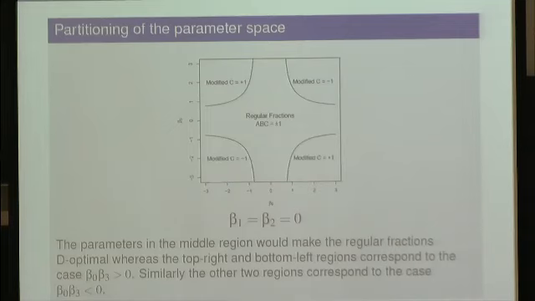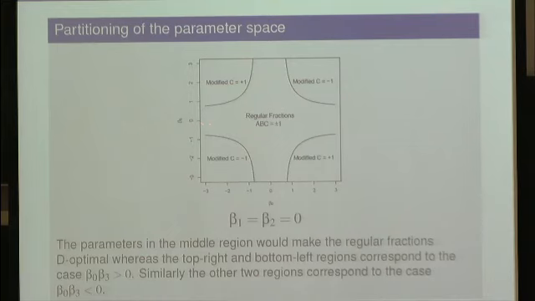We have, of course, more complex cases that we have studied in the paper. But look at this. If beta 1 and beta 2 are 0, this x-axis corresponds to beta 0. The y-axis corresponds to beta 3. Then in this region, the regular fractions are optimal. In this region and this region, the regular fractions are not optimal.